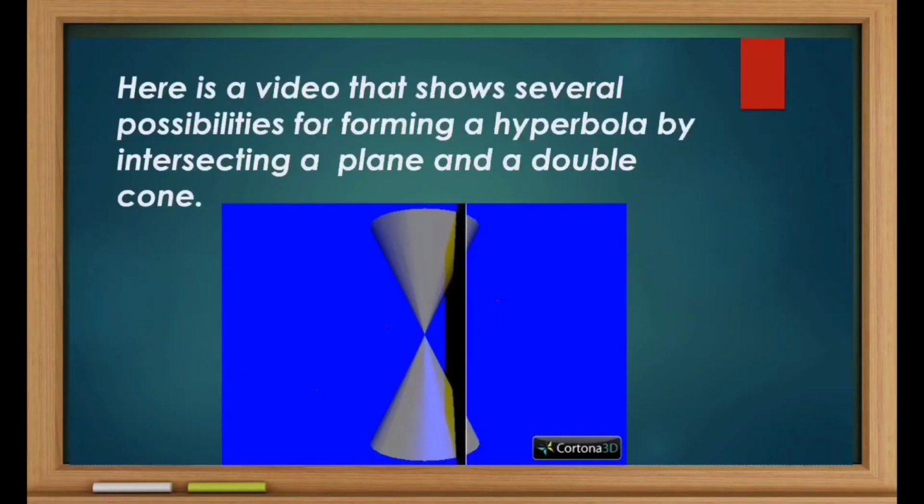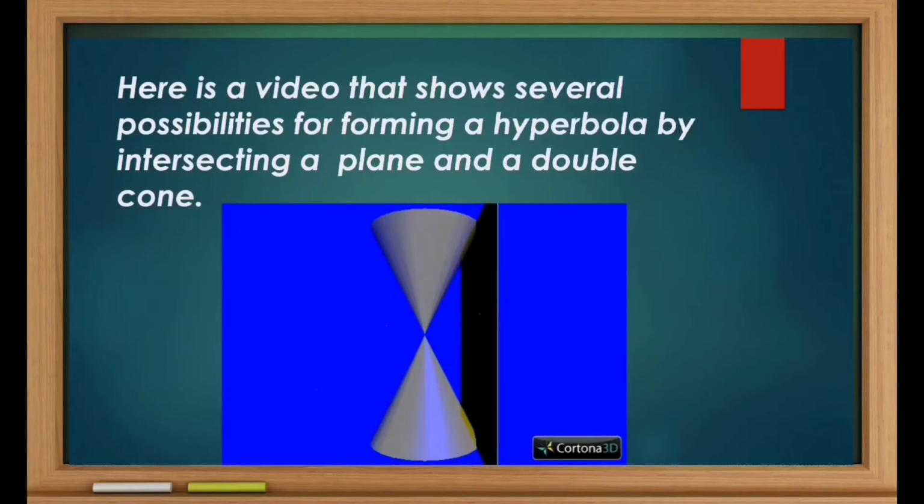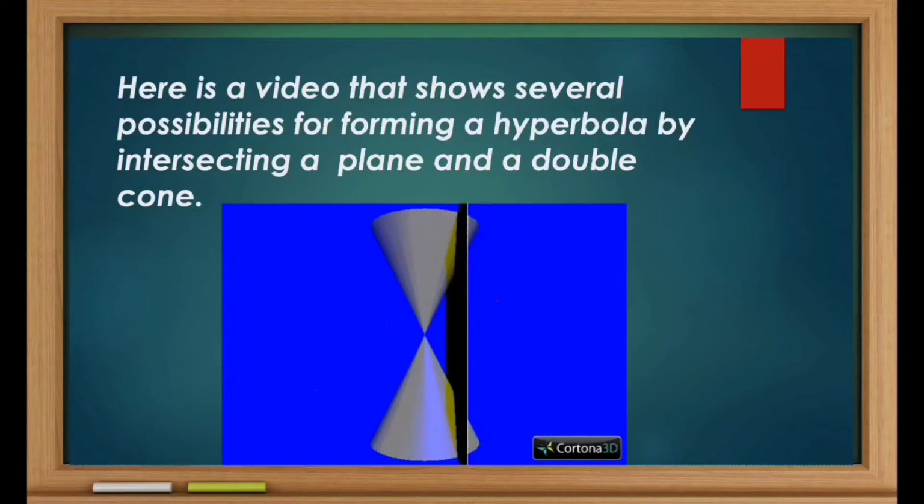Here is a video that shows several possibilities for forming a hyperbola by intersecting a plane and a double cone. As you can see, the black color is a plane and it intersects a double cone and a hyperbola is being formed.